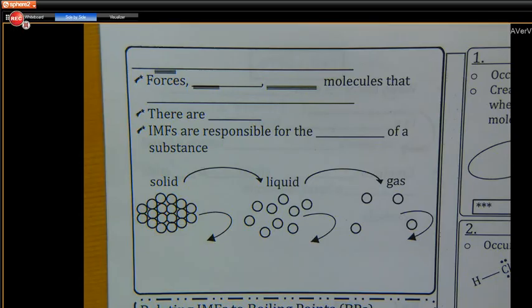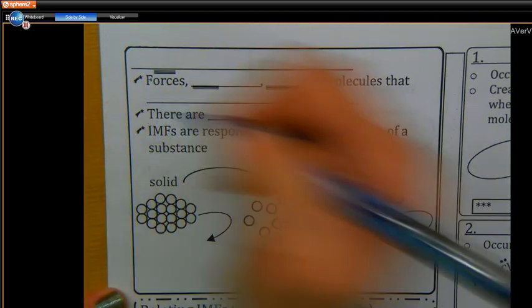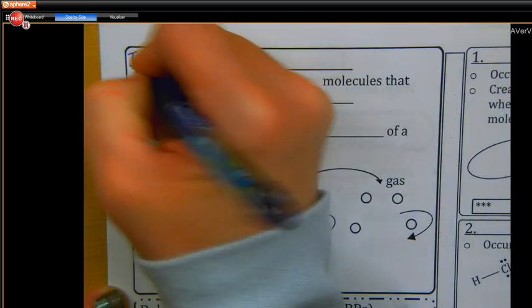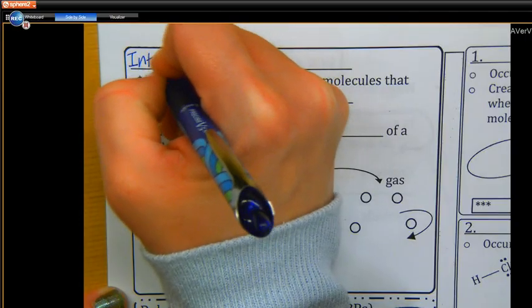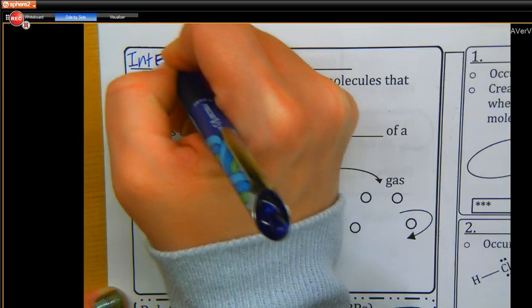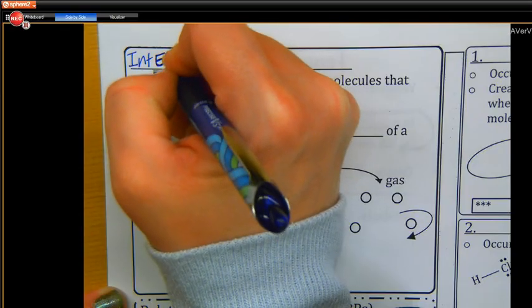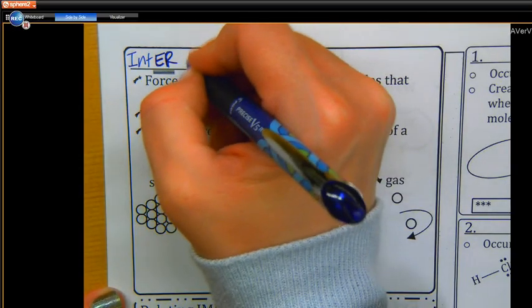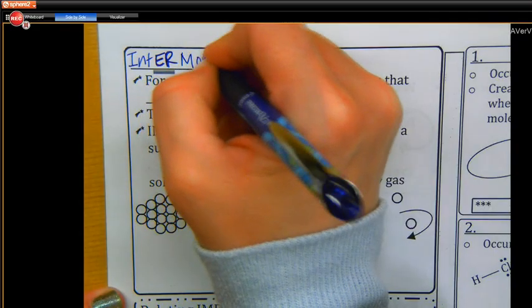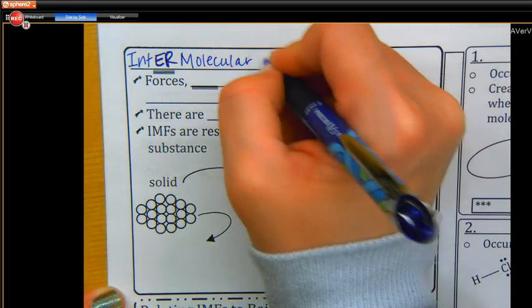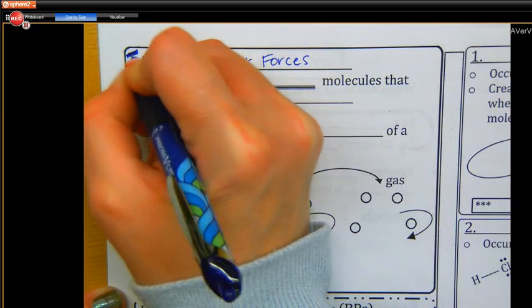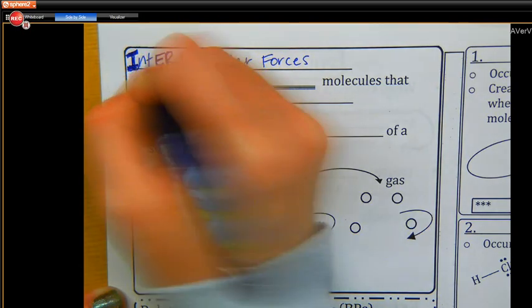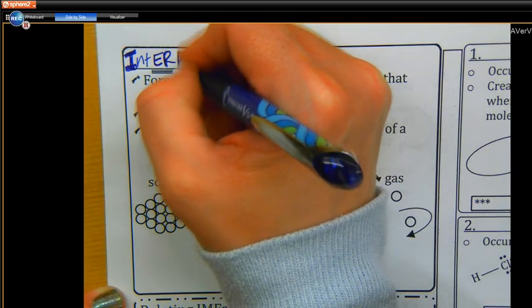These are the forces, not bonds. I'm going to go ahead and give that a nice big circle to remind you guys. These are forces, not bonds, between molecules that hold molecules together. There are three types. We're going to refer to those three types over here on the right. Okay?